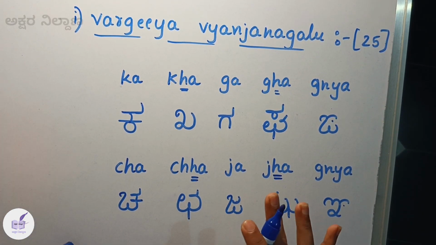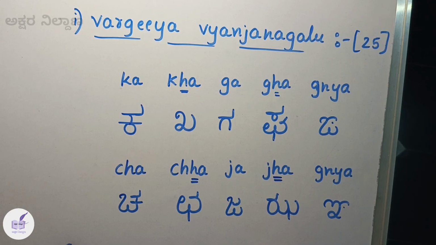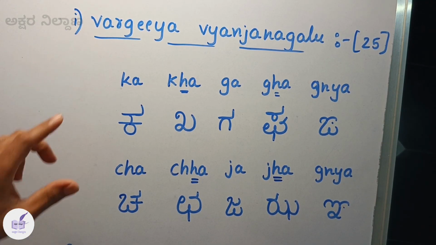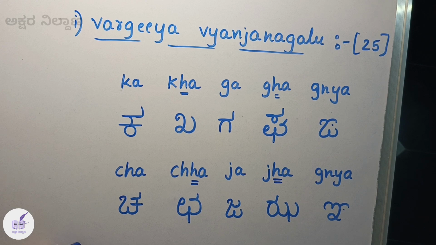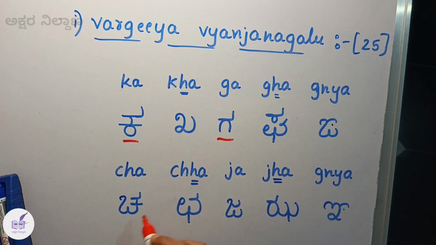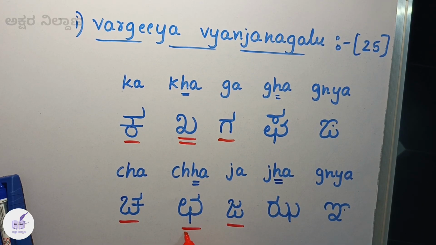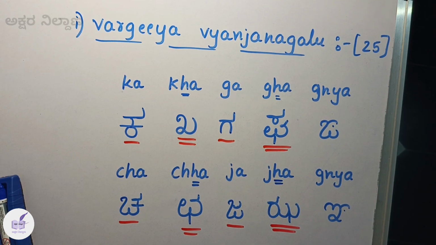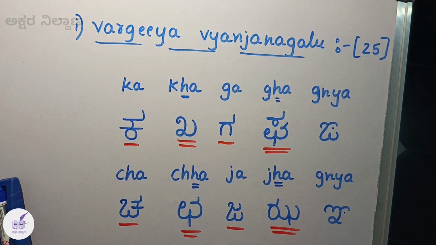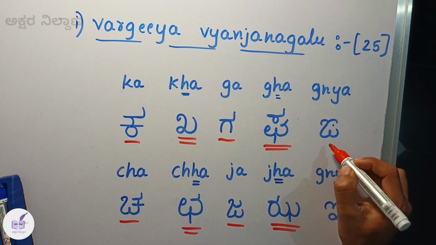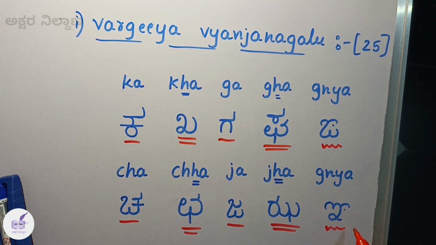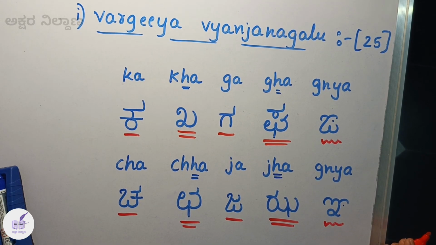I can say one more thing here. As I said, there are three groups under the Vargiya Vyanjanagalu. I'll explain those three groups here itself. You're observing that the first letter and third letter of each line get the short, simple pronunciation. When you go through the second letters of each line, you get the hard pronunciation, which means you put extra effort to pronounce them. Keep them in mind. And when you pronounce the last letter, it is a unique thing. I'm going to say how it is unique from the others.